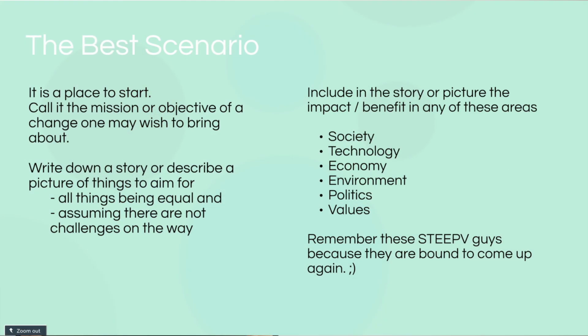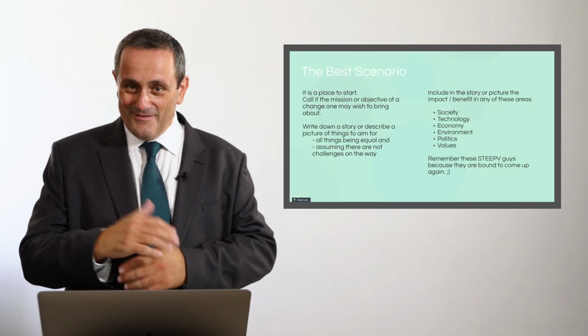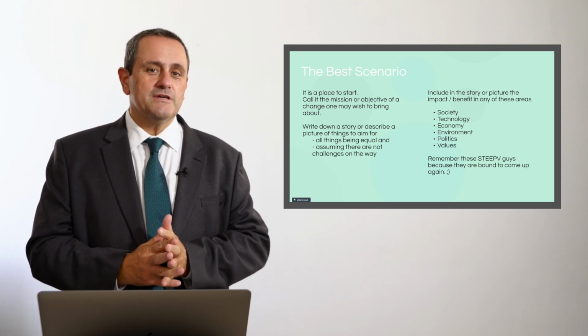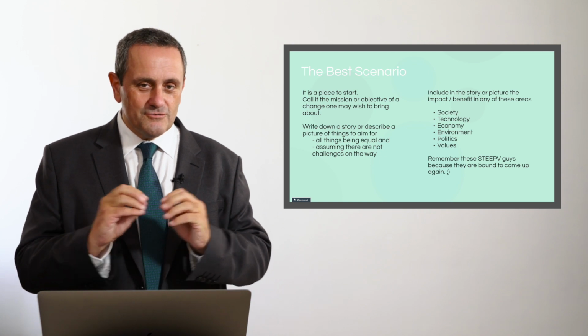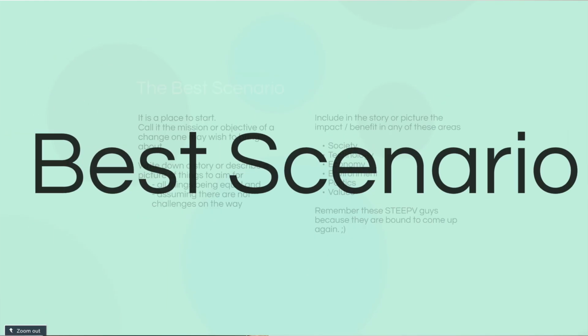Include in the story, or in the picture you are describing, the impact and benefit of the scenario that you would like to obtain, the impact it would have on these areas in your community: on society, on technology, economy, environment, politics, and values. These are called the STEEPV. Now, these STEEPV guys will keep on coming up frequently, both in this unit and even in the third unit later on. So it's good that we keep them in mind because they are such good elements at showing what impact we want to bring about. They are called the drivers of change.